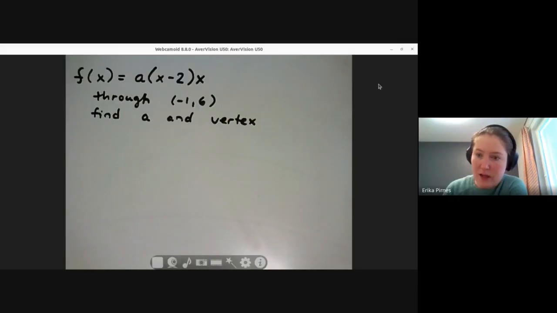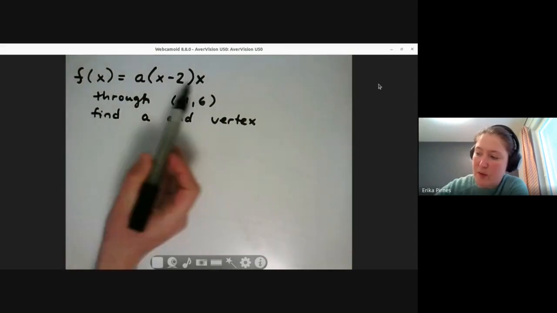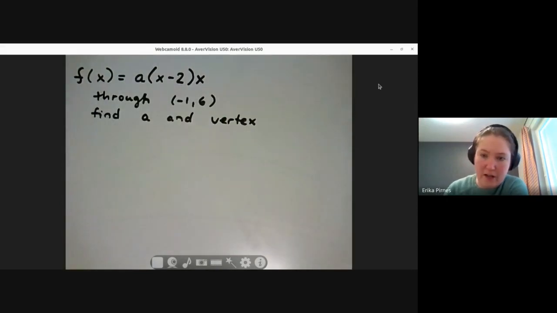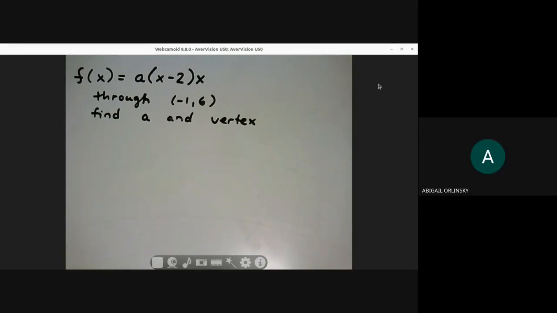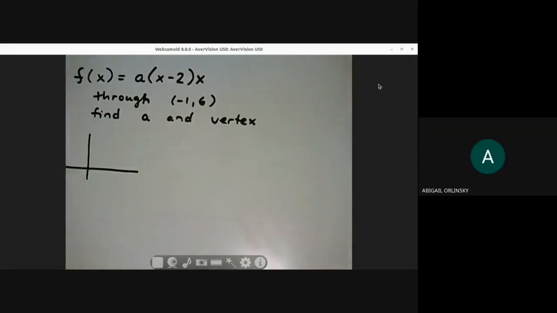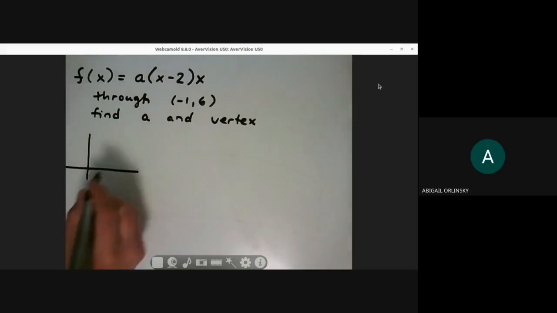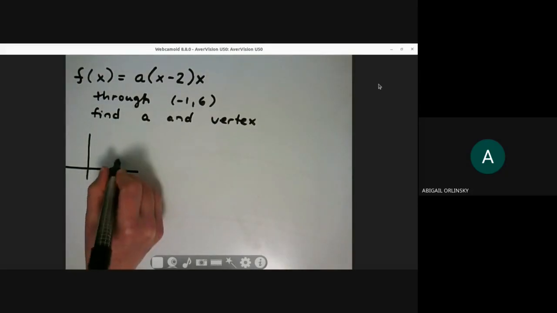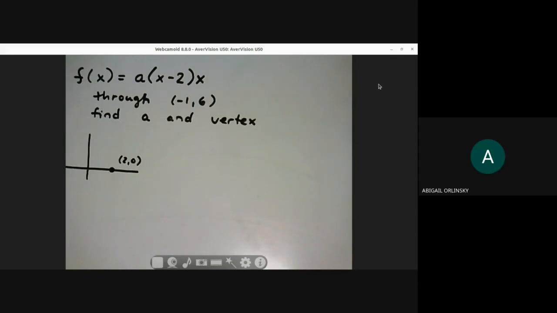Let's think about it. Do we know anything about f of x, like no matter what a is? The 0 is 2. Yes, if we plug in 2, we get 0. What else could we plug in to get 0? What else could we plug into x to get 0?